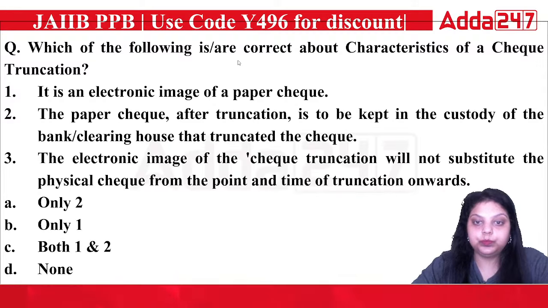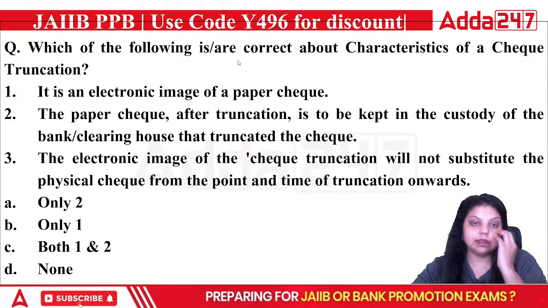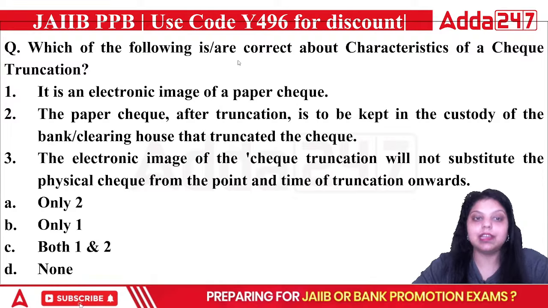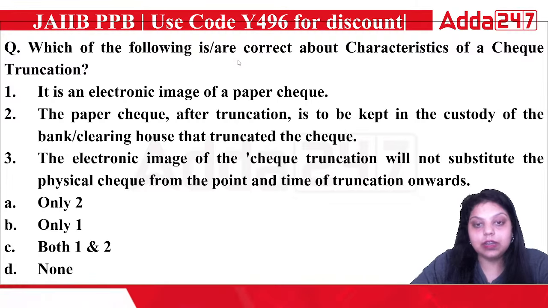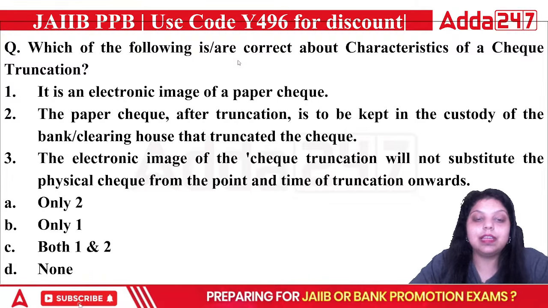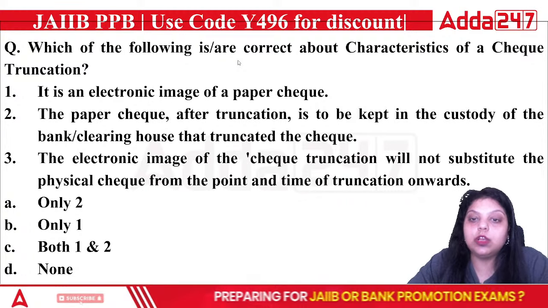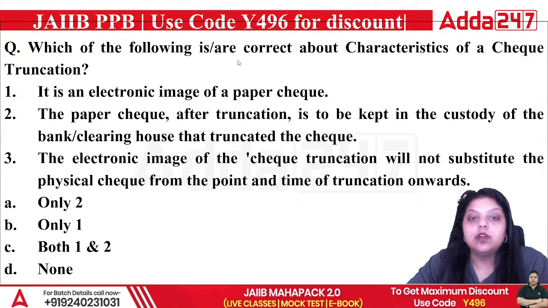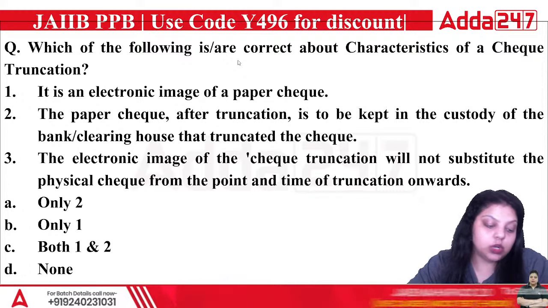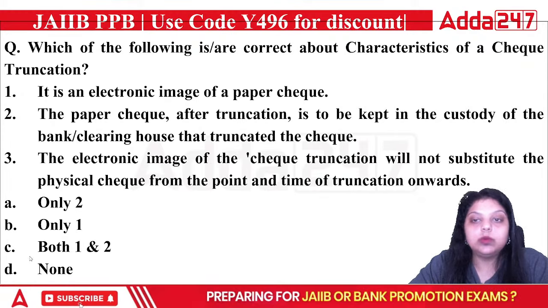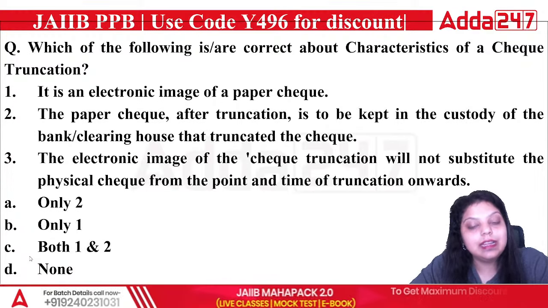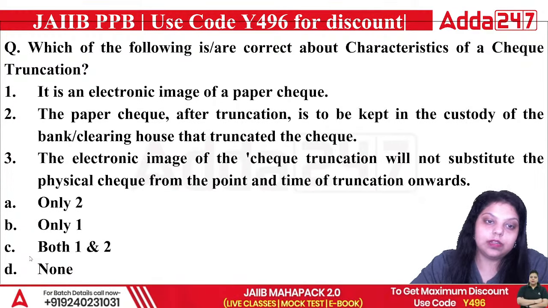Let me know. So first is saying it is an electronic image of a paper check. Second is saying the paper check after truncation is to be kept in the custody of the bank clearinghouse that truncated the check. Third is saying that the electronic image of the check truncation will not substitute the physical check from the point and the time of truncation onwards. So we have to answer which statement related to the check truncation is correct in this question. A, B, C or D.